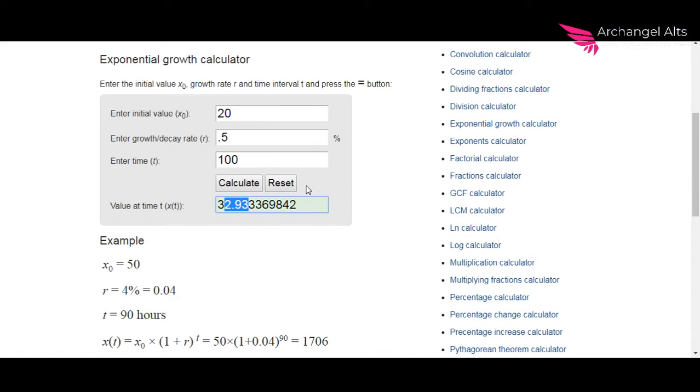Remember, we're looking at the trade size as the principal, and that's exactly what we're doing. We're growing the principal one trade at a time.